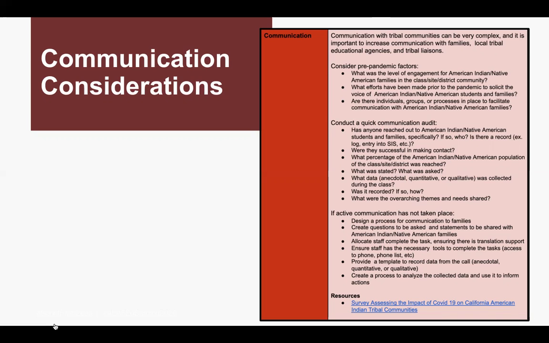Data gathering efforts, such as the survey assessing the impact of COVID-19 on California American Indian tribal communities, as you see here on the screen under resources. This document provides more information to support our communities. And communication is really about listening to our communities.